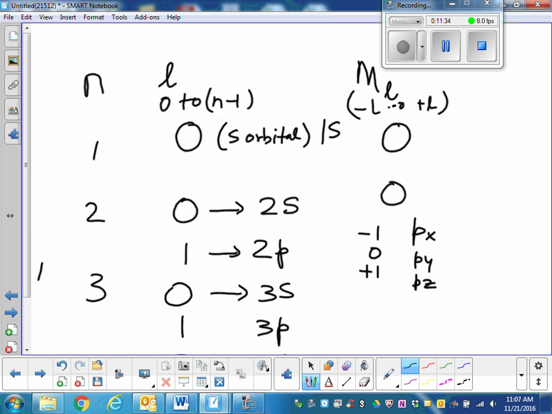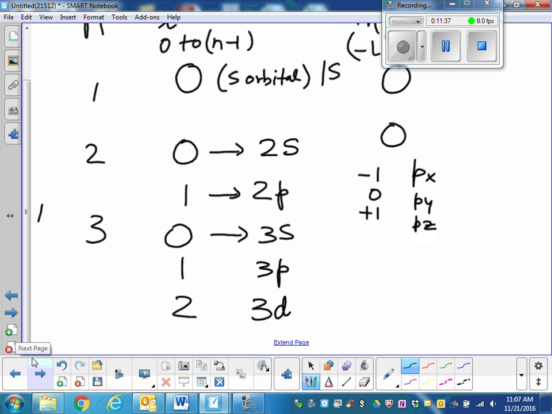When you go to L equals 0, 3s is spherical in shape. When you go to 3p, L equals 1, so ML can be plus 1, minus 1, and 0, which means it talks about the 3px, the 3py, and the 3pz. Are we good? How many p orbitals? How many boxes do we draw? 3. We are now at L equals 2.